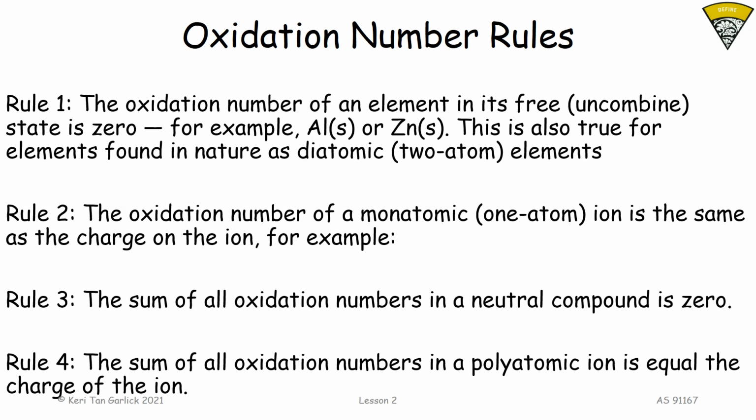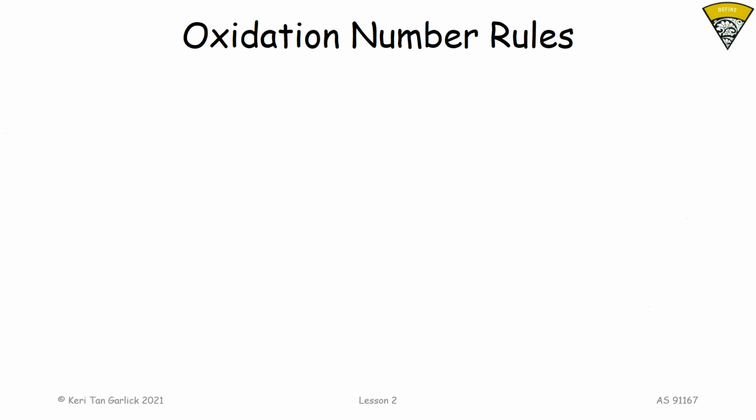Rule number 4 is very similar to rule number 3. The only difference is that instead of being equal to 0, it's going to be equal to the charge of the polyatomic ion. So the charge of the polyatomic ion is equal to the total sum of all the oxidation numbers in that polyatomic ion. And again, I'll show you some examples of it. Rules 3 and 4 are very important when we do stuff that I like to call oxidation math.